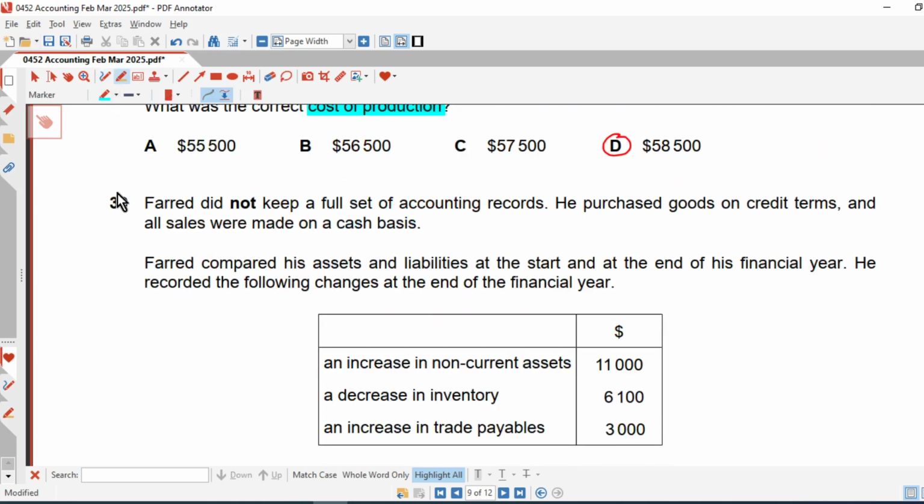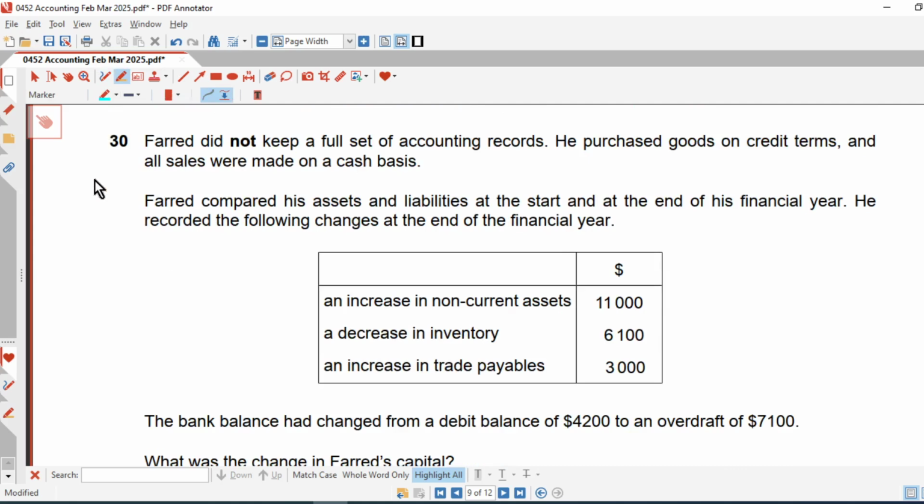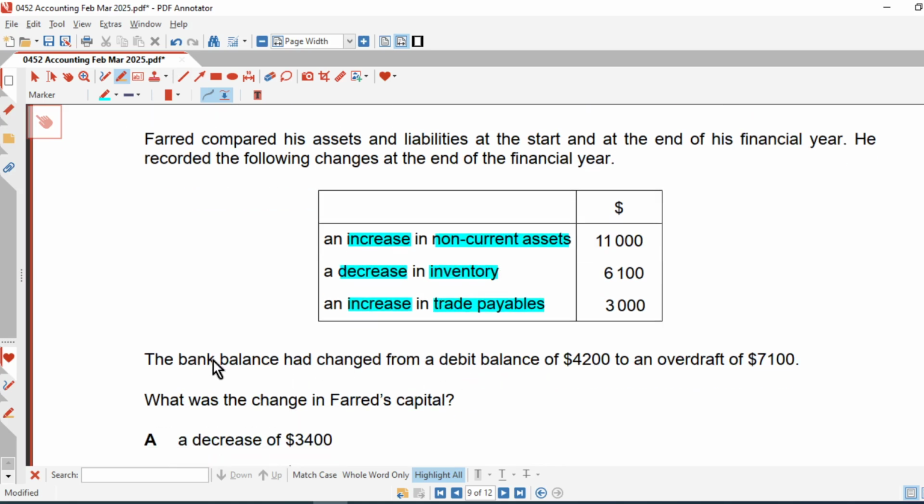Now 30. Farad did not keep a full set of accounting records. He purchased goods on credit terms and all sales were made on a cash basis. Farad compared his assets and liabilities at the start and at the end of his financial year. He recorded the following changes at the end of the financial year. So there's an increase in non-current assets by 11,000, a decrease in inventory by 6,000, an increase in payables by 3,000. The bank balance had changed from a debit balance of 4,000 to an overdraft of 7,000. What was the change in Farad's capital?